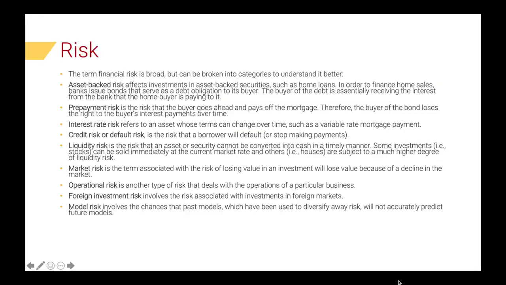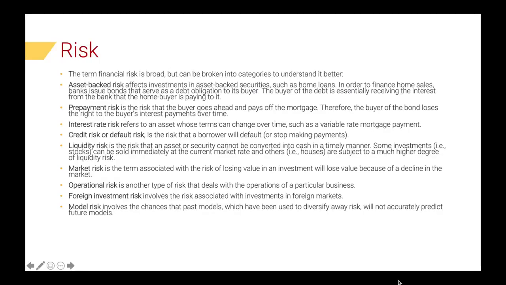The term financial risk is broad, but it can be broken into categories to understand it better. Asset-backed risk affects investments in asset-backed securities, such as home loans. In order to finance home sales, banks issue bonds that serve as a debt obligation to its buyer. The buyer of the debt is essentially receiving the interest from the bank that the home buyer is paying to it. Prepayment risk is the risk that the buyer goes ahead and pays off the mortgage. Therefore, the buyer of a bond loses the right to the buyer's interest payments over time.